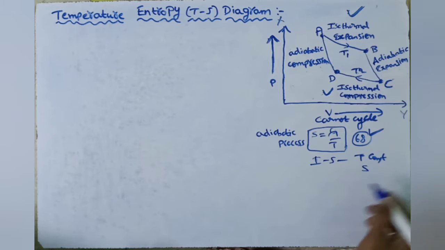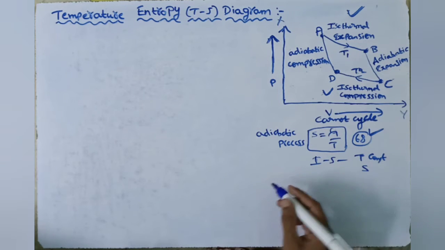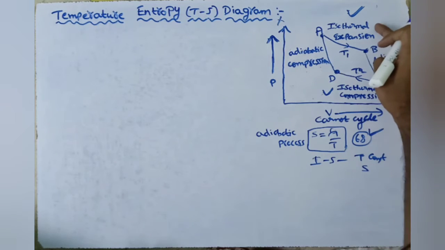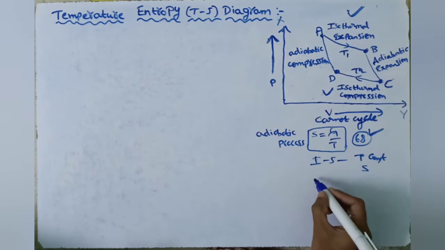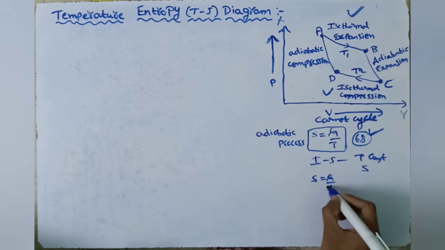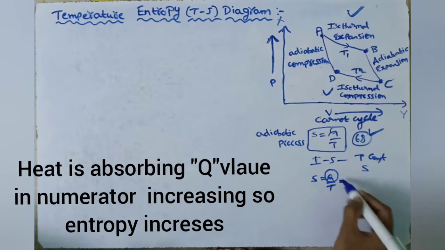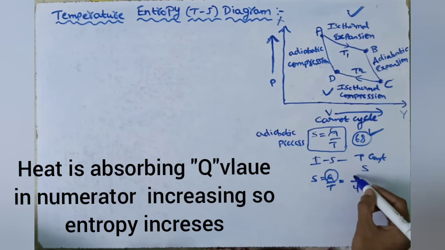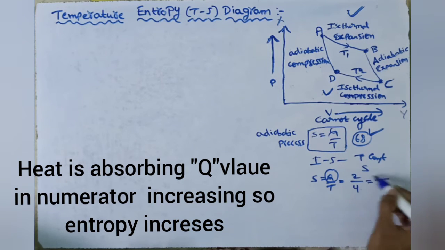What about entropy? In the isothermal process, heat energy is absorbed from the source. So entropy S is equal to Q by T. Heat is absorbed, so heat is changing, while temperature is constant. Say we keep the temperature value as 4. Heat is continuously absorbed: 2, 3, 4, 5, 6.